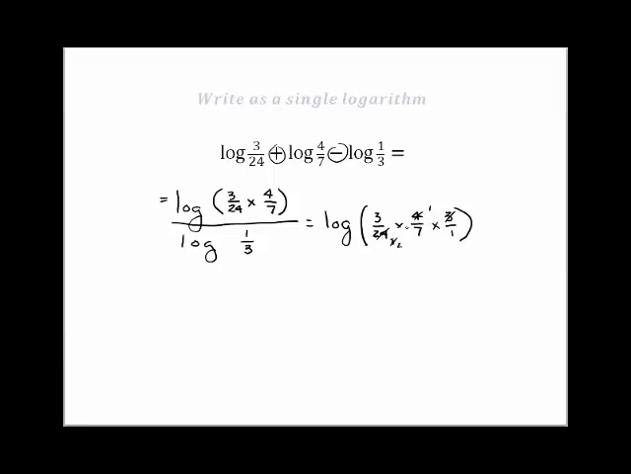So what do we end up with? The log equals the log, what do we have left up top here? 3. And what do we have on bottom here? 2 times 7, which would be 14. So the log of 3/14 is what all of that is equal to. You didn't think it was going to be that simple, did you?